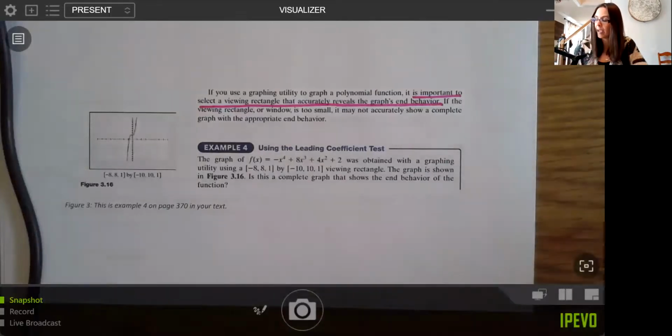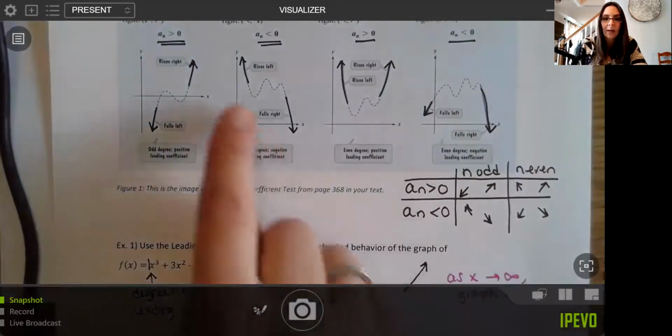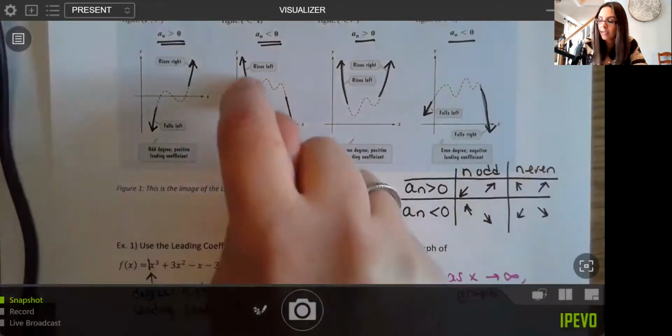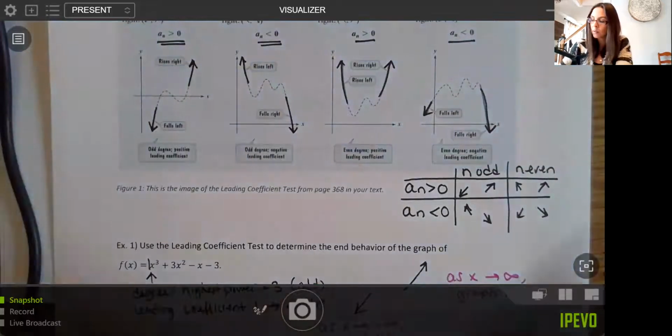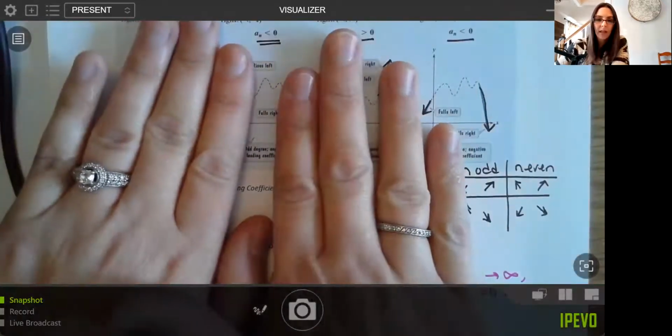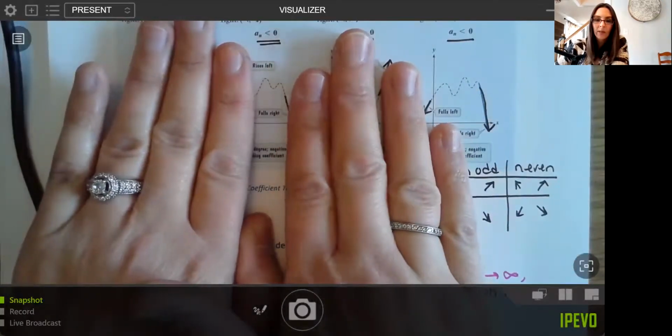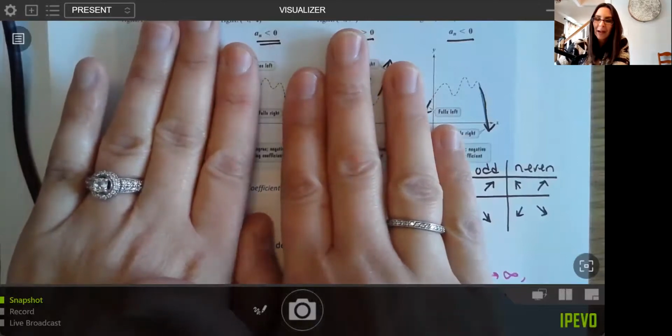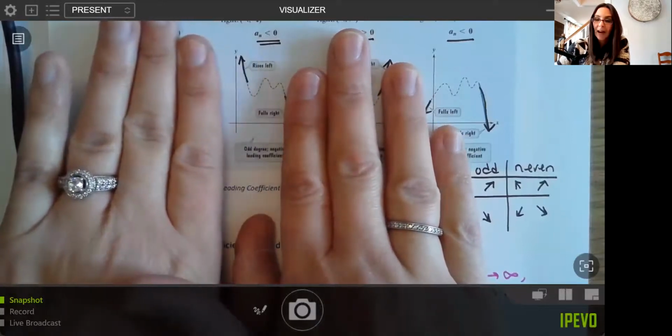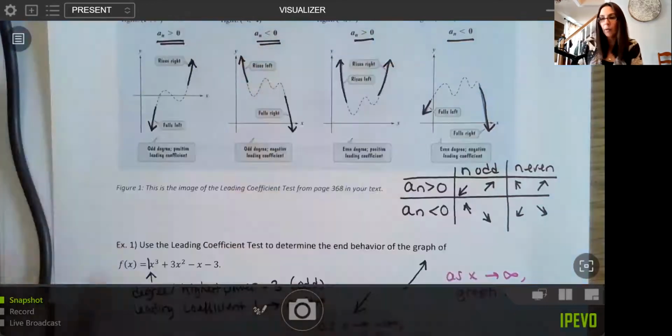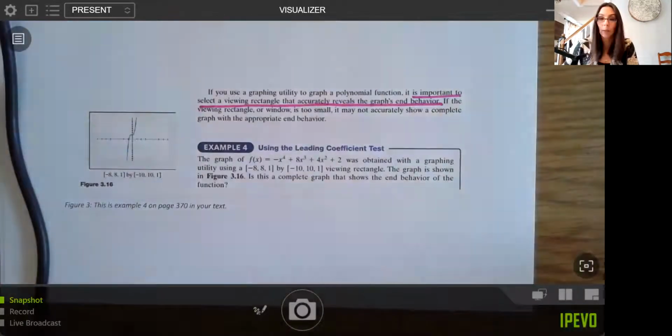For instance, if I go back to the page before, so let's say I was looking at this graph here, maybe my polynomial did actually look like that. But if I was zoomed in too close, maybe I was zoomed into here, it would look like it was falling on both sides, right? I wouldn't actually see that on the left, it actually rises. So you need to be careful when graphing that you have the right viewing window.